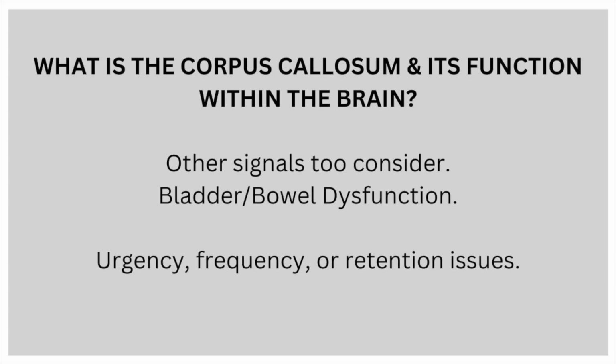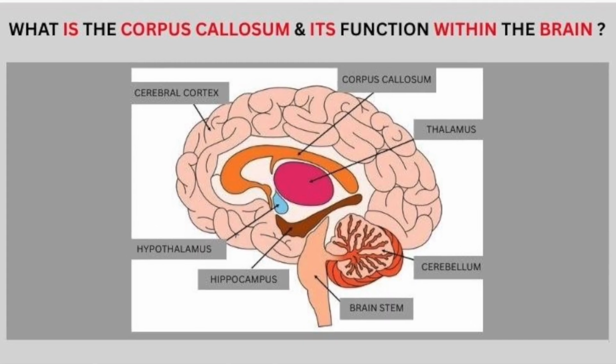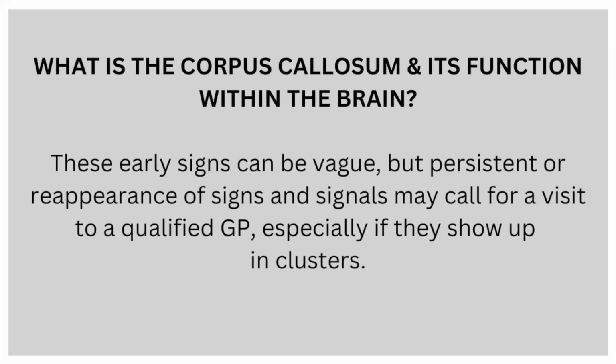Bladder and bowel dysfunction, urgency, frequency or retention issues. These early signs can be vague, but persistence or reappearance of these signs and signals may call for a visit to a qualified GP, especially if they show up in clusters.